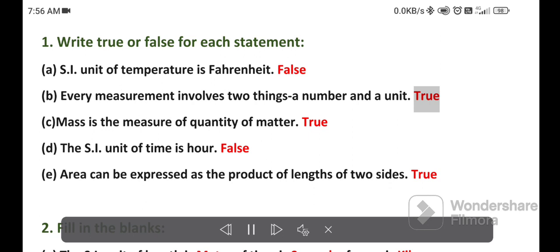C. Mass is the measure of quantity of matter. True. D. The SI unit of time is hour. False. E. Area can be expressed as the product of lengths of two sides. True.